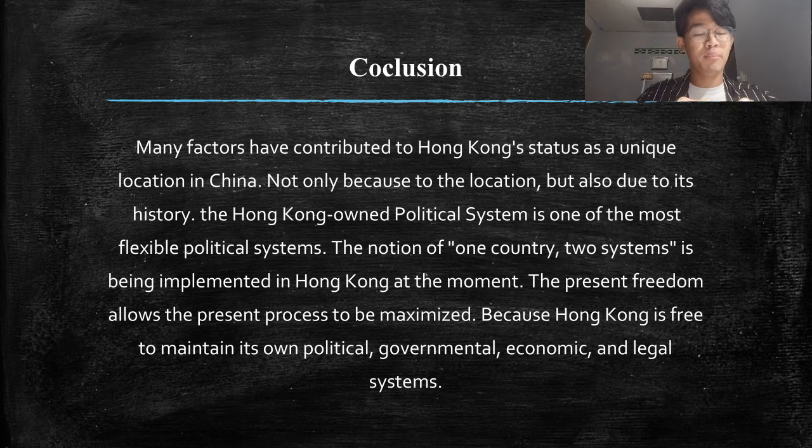Hong Kong's economic and political past has lately been shaped by its own geographical position. Hong Kong underwent a swift and prosperous period of industrialization from 1950 until 1980. And the economic development of Hong Kong. What is the economic development of Hong Kong?